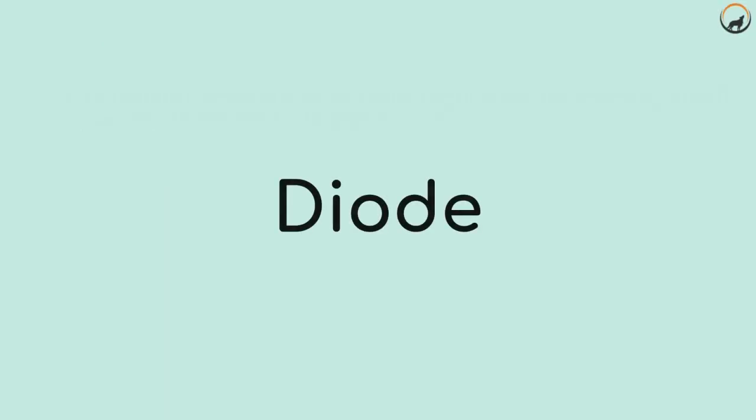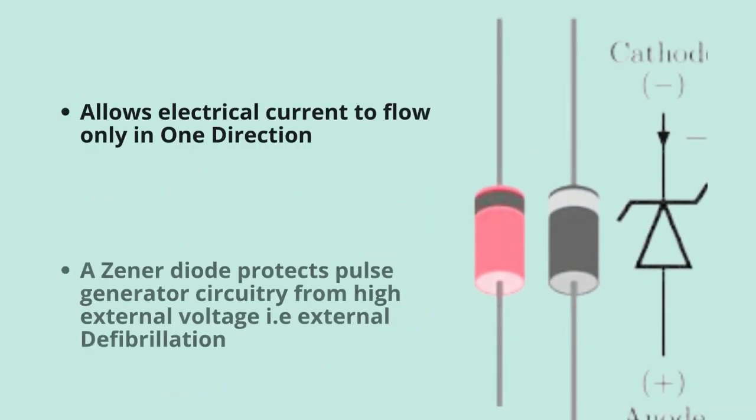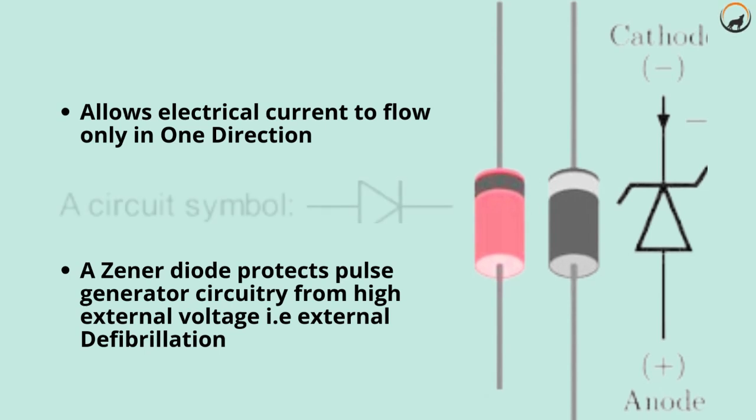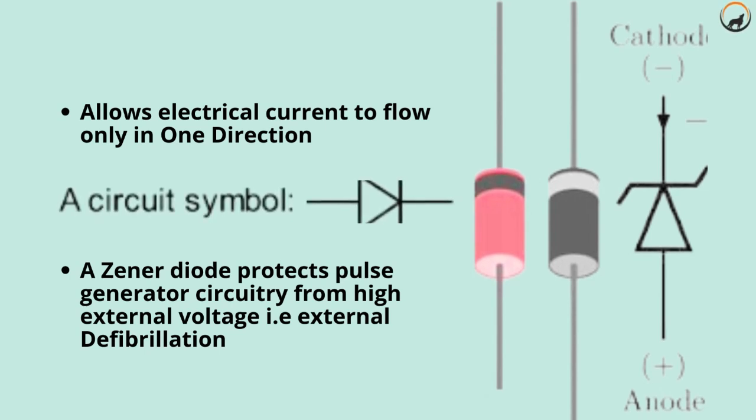The next component in our basic circuitry is the diode. The diode allows electrical current to flow only in one direction. The name of the diode commonly used in pacemaker circuits is Zener. Zener diodes protect the pulse generator circuit from high external voltage, for example, during external defibrillation.